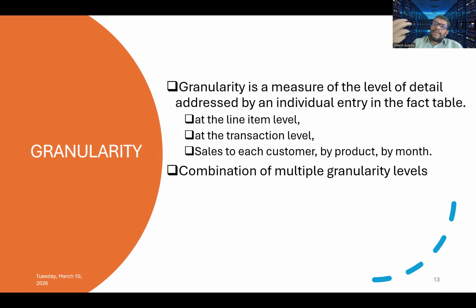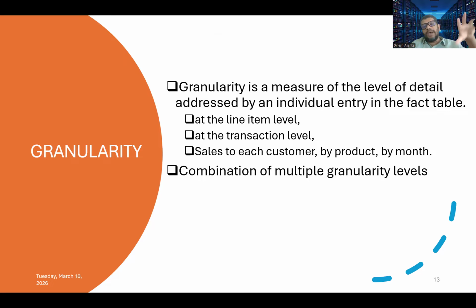Granularity. If you look at granularity in OLTP systems, we go for the lowest level of granularity. For example, if you want to store an order, we go for the line item level. But in data warehousing, we don't have to do that. In data warehousing, we can go for different granularity levels. We can even have multiple tables with different granularity.